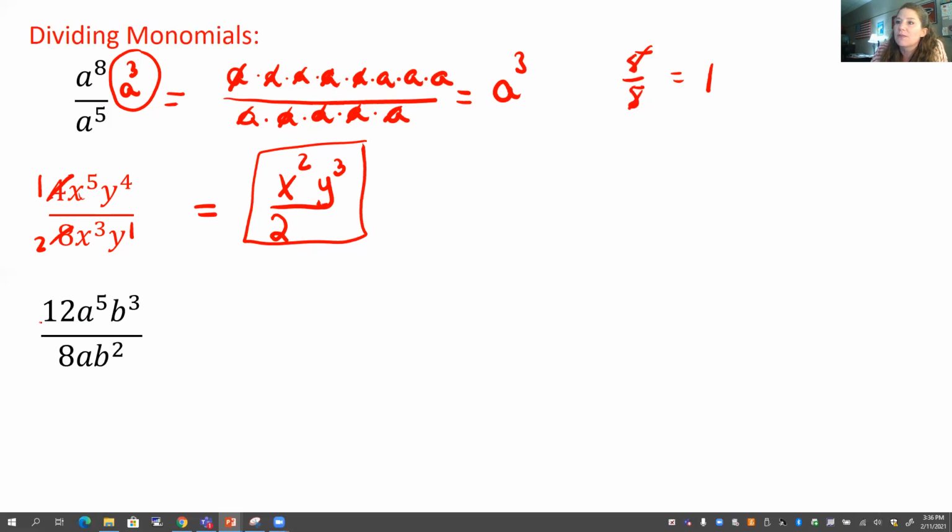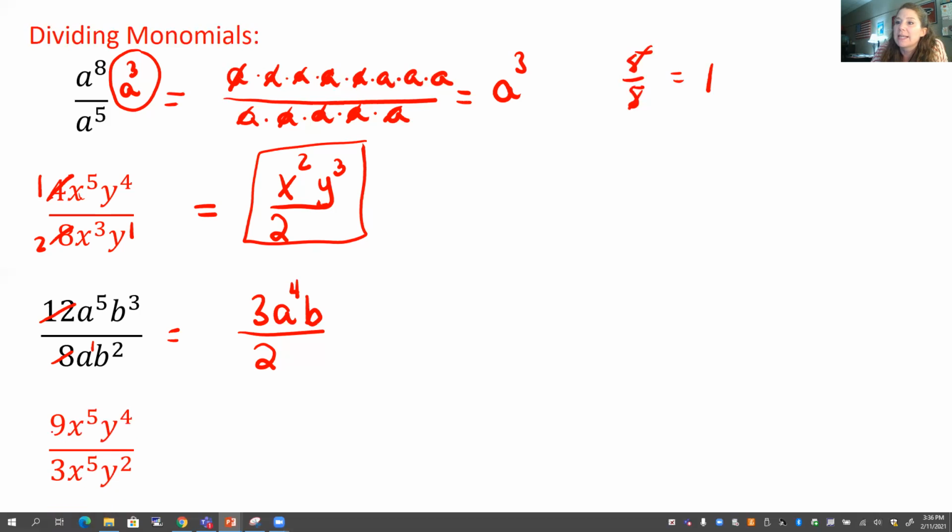All right, same thing. I'm going to divide 12 and 8 both by 4. 12 divided by 4 is 3, and 8 divided by 4 is 2. And then I have 5 A's on top and 1 on the bottom. So 5 minus 1 is 4. Since there's more A's on the top, I'm going to leave my A on the top. And then B, there's 3 B's up here, 2 on the bottom. 3 minus 2 is 1. And where will that B end up? It ends up on the top. B to the first power is just B.